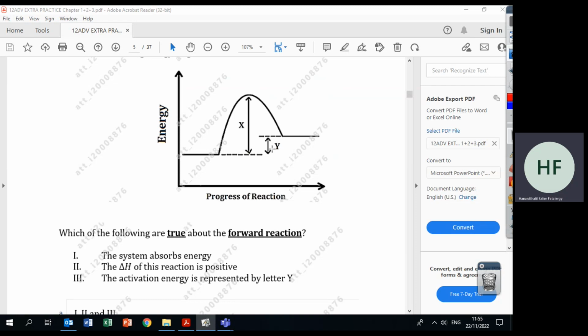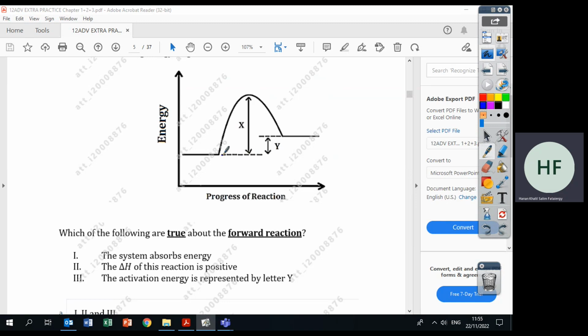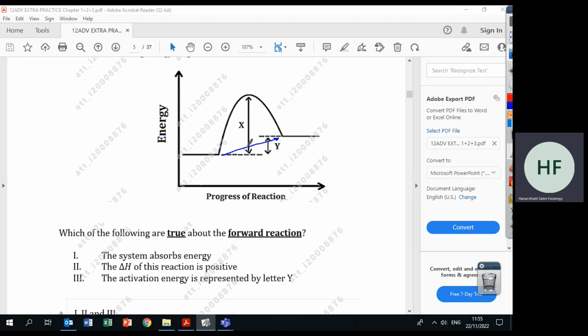Okay, now let's look at this energy diagram. First question for you. Do you think this reaction is exothermic or endothermic? Now this one will absorb energy because the energy is going up. So this one is endothermic.